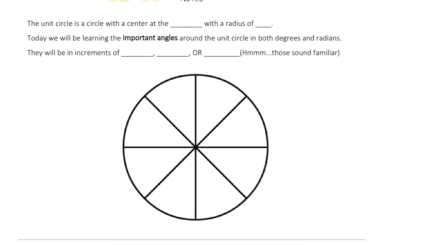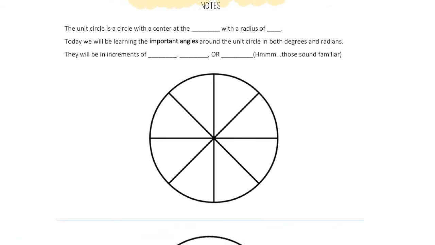So if you've never heard this word unit circle before, all the unit circle is, is a circle with a center at the origin, and it has a radius of 1. So to go from the center of the circle to the outside, it is 1 unit. That's why it's called the unit circle.